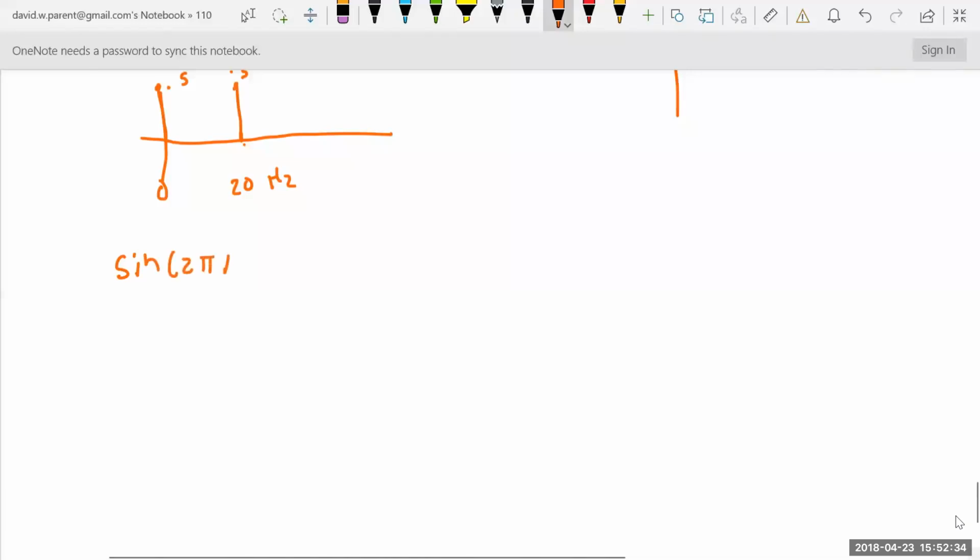Sine 2 pi 10t. Well, that's just if the Fourier transform coefficients are just the coefficients times sines and cosines, and there's only one sine with a coefficient of 1, well, that's that.